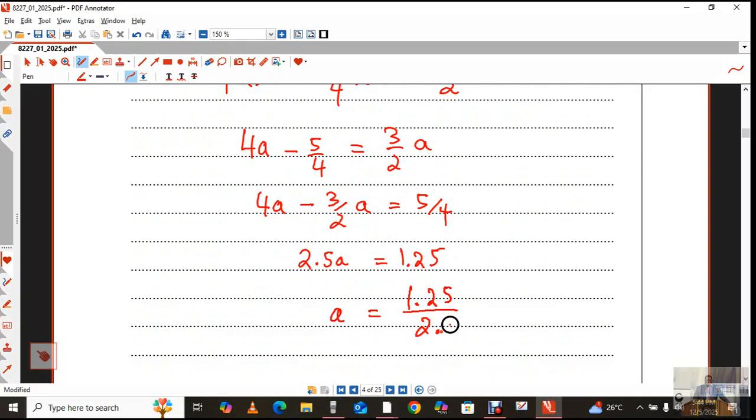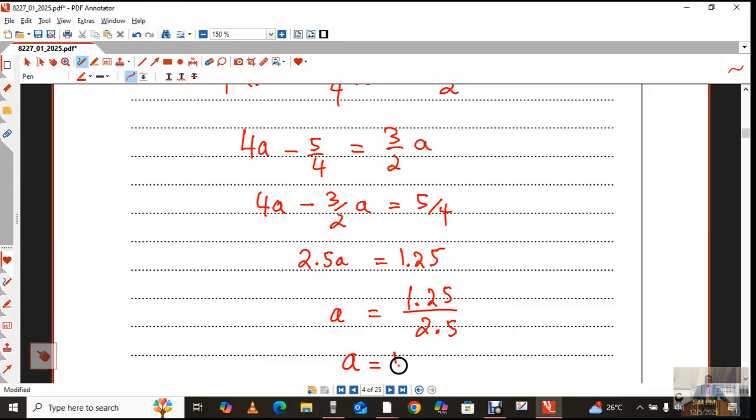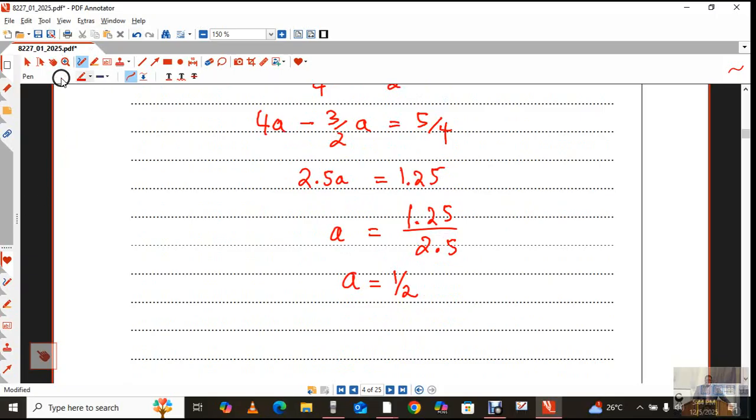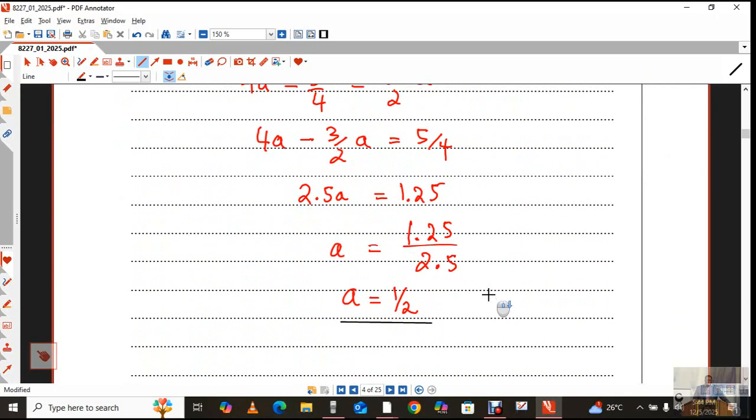So a would be 1.25 divided by 2.5. And you can try it. So you have 1.25 divided by 2.5, which is a half, effectively. So therefore, the value of a is a half. And that is what they were looking for there, and that is your solution to that. Also very important that you must remember, they say find the value of the constant a. Okay, right.